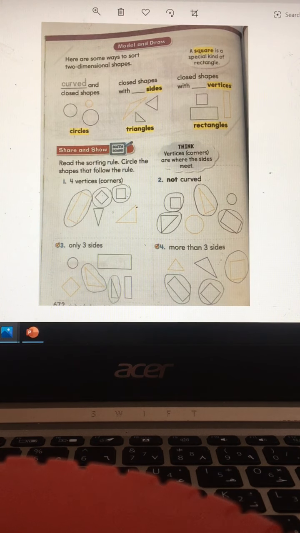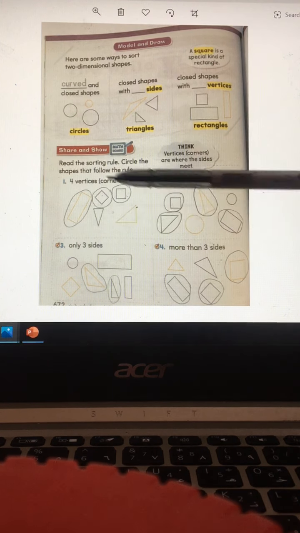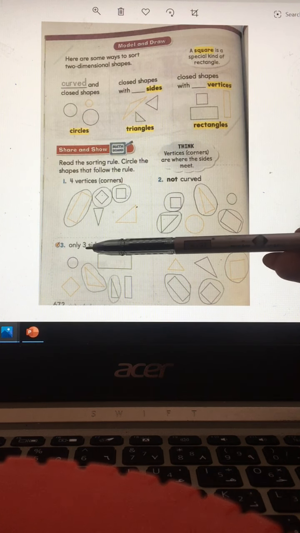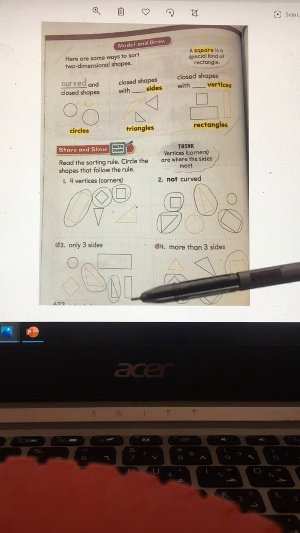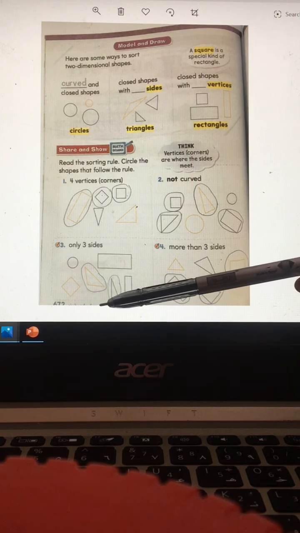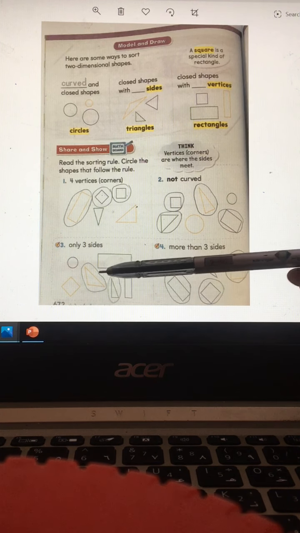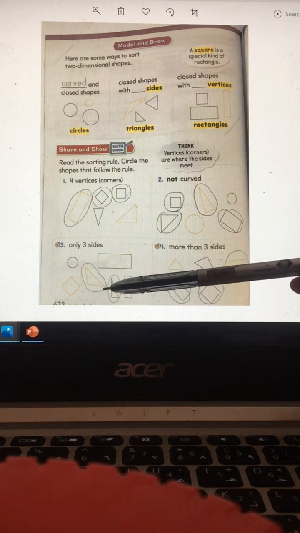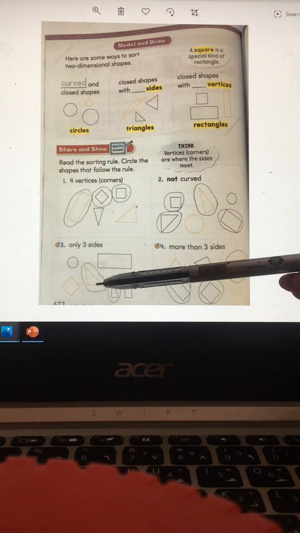Let's move on to number 3. The sorting rule is, he is asking me to circle only the shapes that have 3 sides only. If you remember, we mentioned in the previous sessions that the triangle is the only shape that has 3 sides. Again, the triangle is the only shape that has 3 sides.